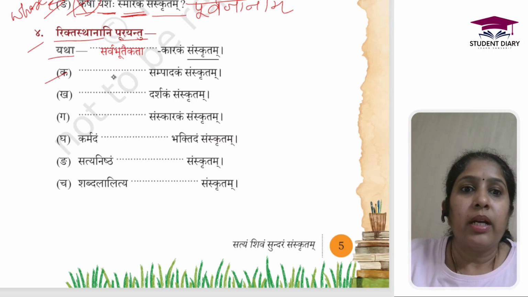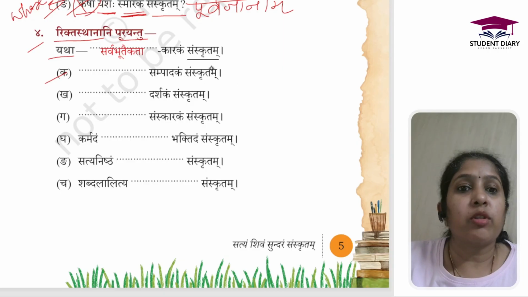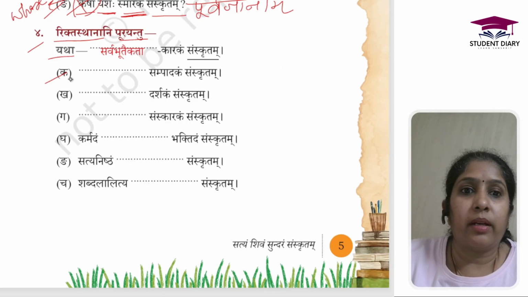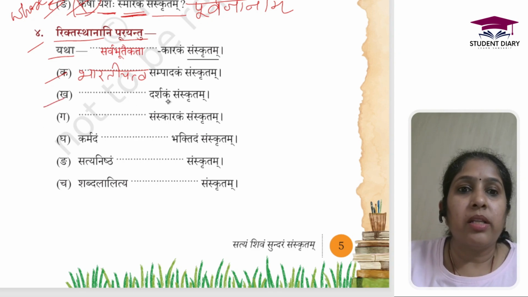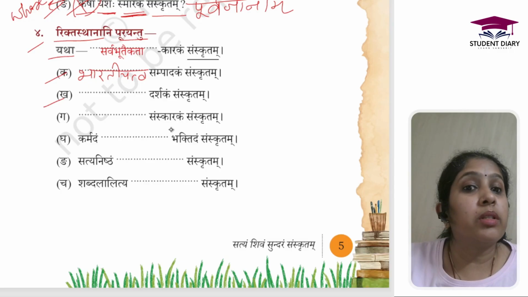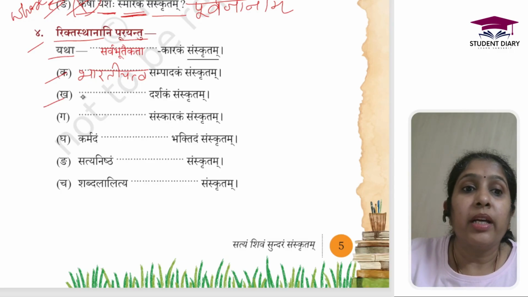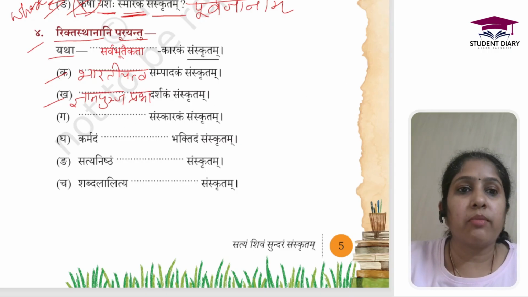So the first one, dash Sampadakam Sanskritam. So Sanskrit is a Sampadak of what? Anyone remembers? Bhartiyatva. Indianness, the quality of being Indian, right? Bhartiyatva Sampadakam Sanskritam. Next one, dash Darshakam Sanskritam. So Sanskrit is the Darshakam of what? Gyan Punj and Prabha Darshakam. Correct? I hope everyone remembers the shlokas. Gyan Punj, Prabha Darshakam Sanskritam.